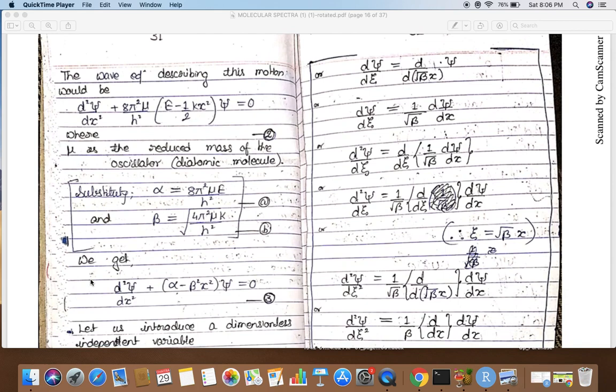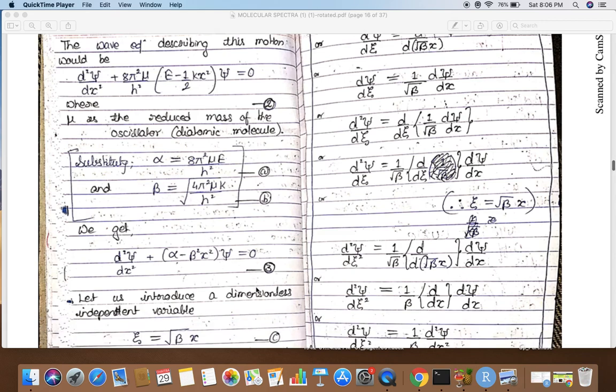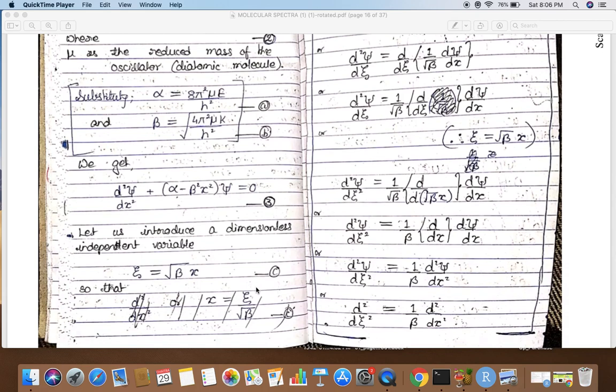So once I put these equations a and b in equation number 2, what I get is d²ψ/dx² + (α − β²x²)ψ = 0. Now again we are introducing an independent dimensionless variable, ξ = √β x, the change of the variable.